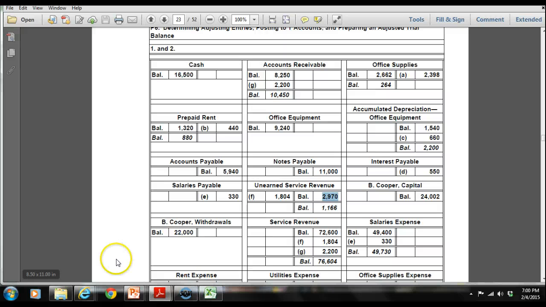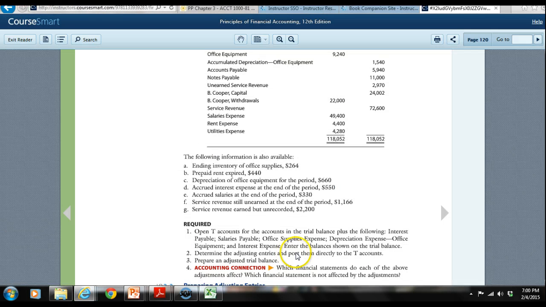Next, service revenue still unearned at the end of the period is $1,166. They're telling us, hey guys, we show unearned service revenue of $2,970 in our trial balance, but it's wrong. It really should only be $1,166. So that's telling us our new balance in this liability account called unearned service revenue should be $1,166.